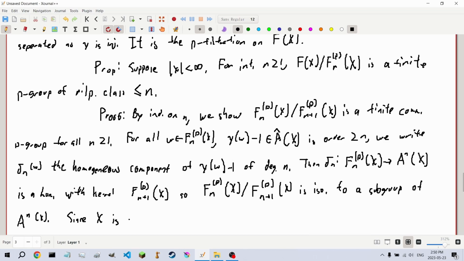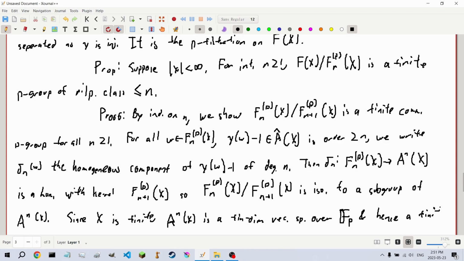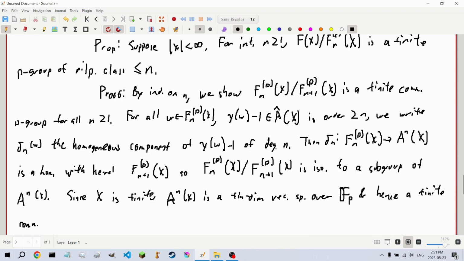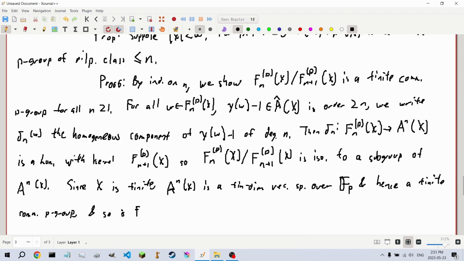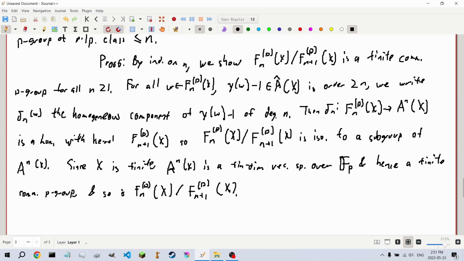Since X is finite, A_n of X is a finite dimensional vector space over our finite field of p elements, and hence a finite commutative p group, and so is the quotient of the nth p-filtration of X over the n plus 1th p-filtration of X. There's one more proof and a corollary, and we'll call it one more proposition and a corollary, and then we are done.